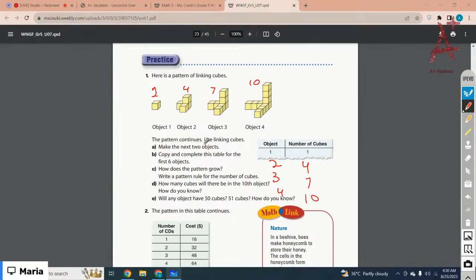You have to calculate how the pattern grows. The pattern grows by 3 every time, right? How many cubes will there be in the 10th object? How do you know? You have to calculate the cubes in the 10th object, right?